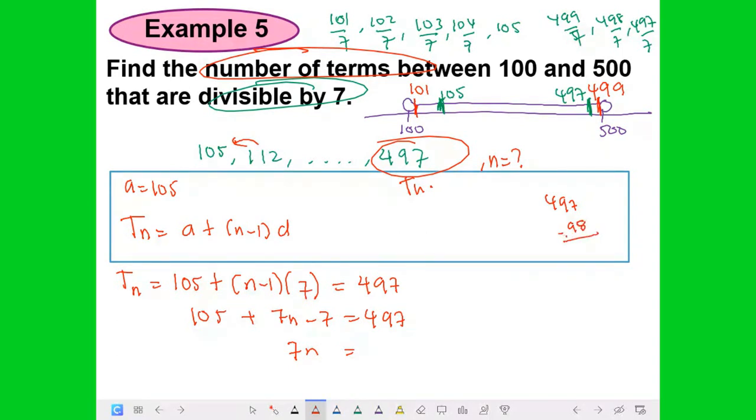Is it 399? Correct? And n is equal to what? Divide by 7: 399 divided by 7 is 57. Okay, so n is equal to 57. Done, settle. Any problem? Can proceed to the next example.